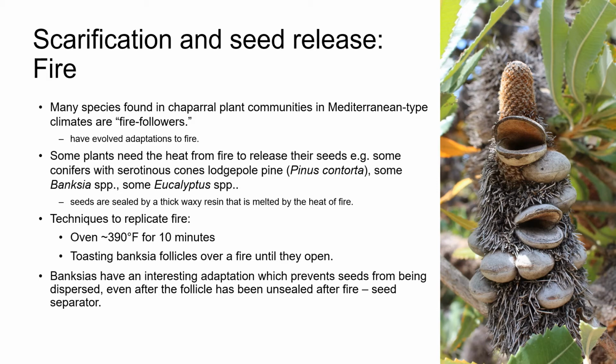In the nursery, we can replicate the heat of a fire by placing fruit in the oven at around 390 degrees Fahrenheit for about 10 minutes. Banksia follicles, which you can see on the right here, can be toasted over a fire like a huge s'more until they open to release the seed. But I definitely don't recommend trying this method in California during the dry summer and fall months because of the risk of wildfire.